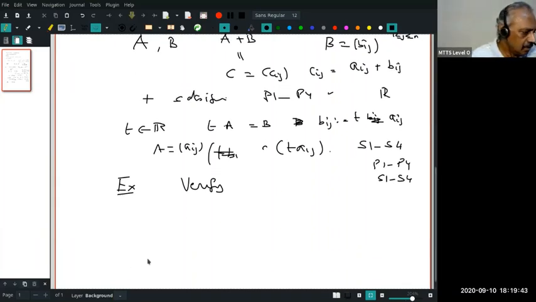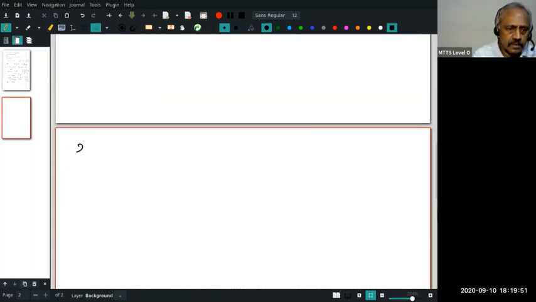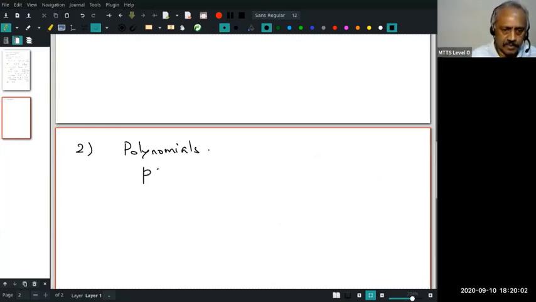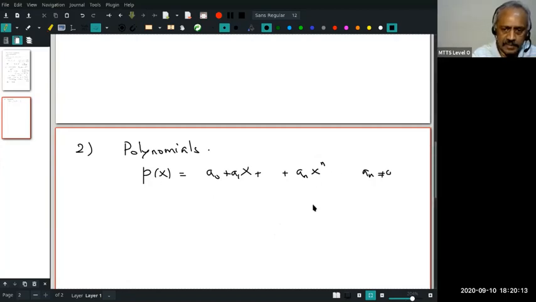Okay, the next example, which is very important, is polynomials. I hope that all of you know what a polynomial is. It is of the form p(x) equal to a0 plus a1x plus ... plus an x^n. If an is not equal to 0, then you call it a polynomial of degree n, where the a's are all in R. So we say it's a real polynomial. The coefficients are real numbers, right?